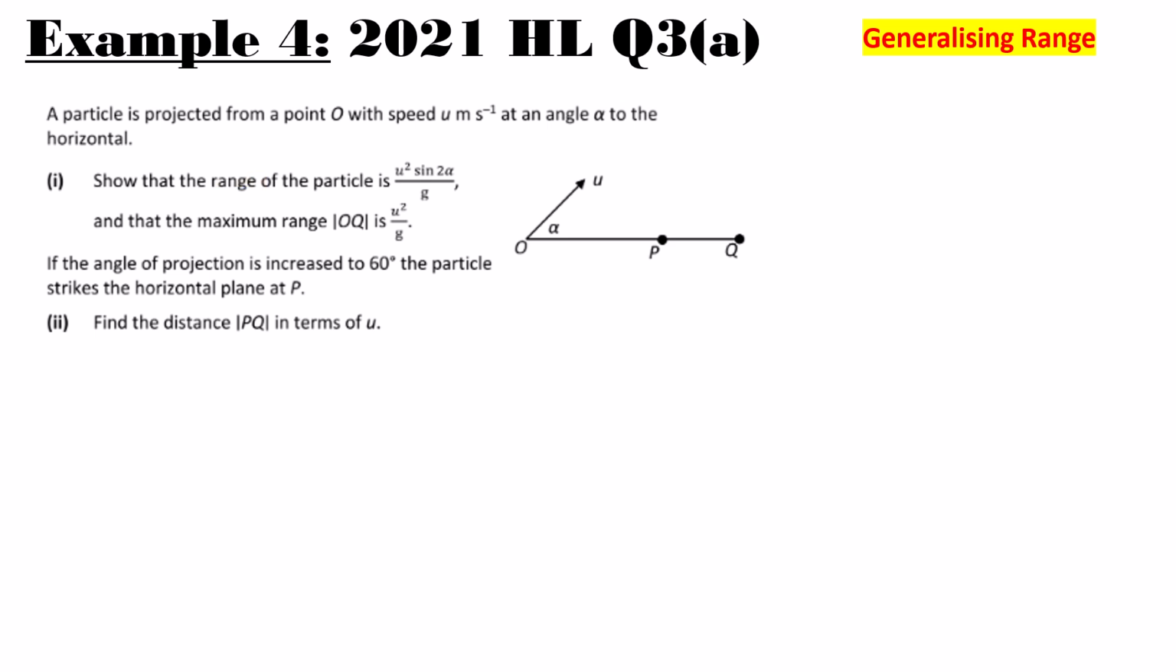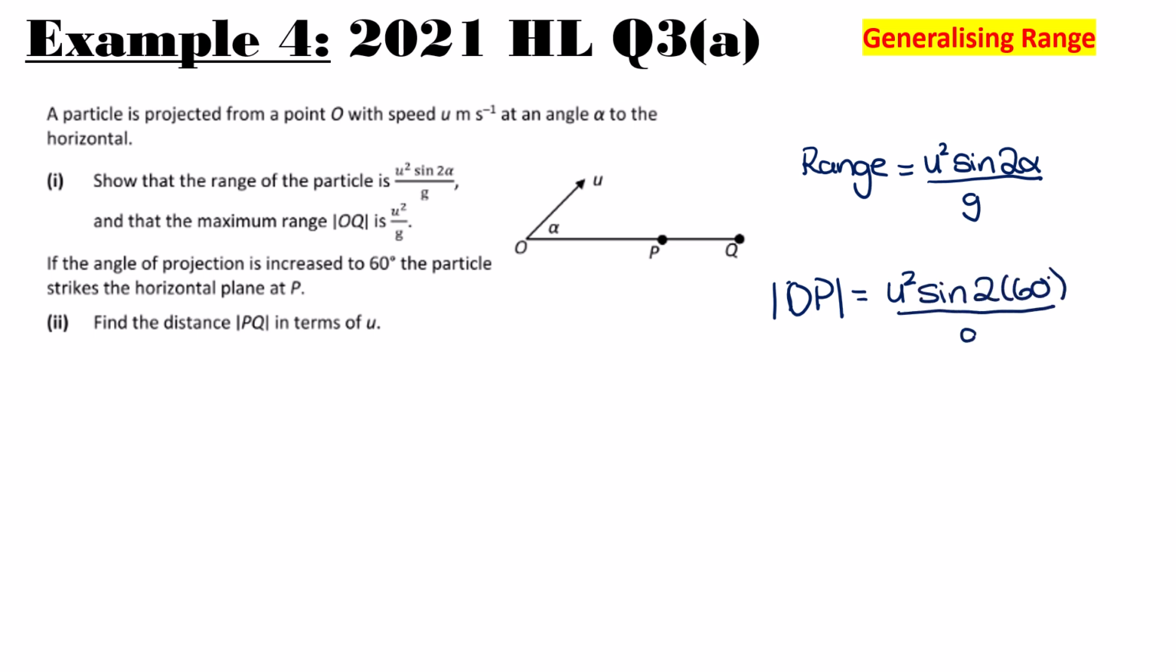If the angle of projection is increased to 60 degrees, the particle strikes the horizontal plane at P. Find the distance P to Q in terms of u. Now, we're not going to start this question again. We're going to focus on the fact that the generalized formula for range for any projectile is this. So to get O to P, the range when it lands at P, we're simply going to put in our u, because it didn't give us u, and our 60 degrees, all over g.